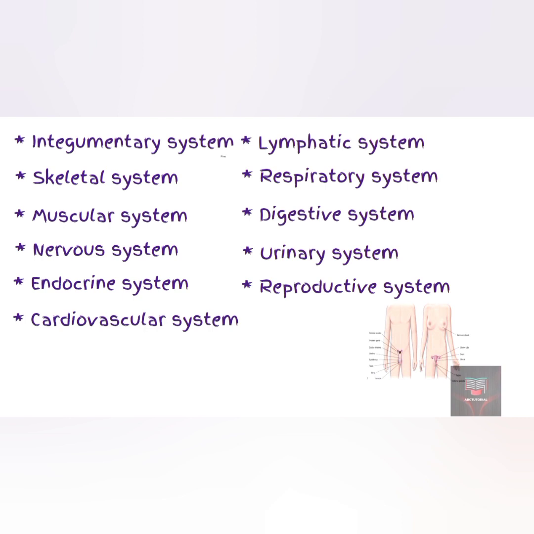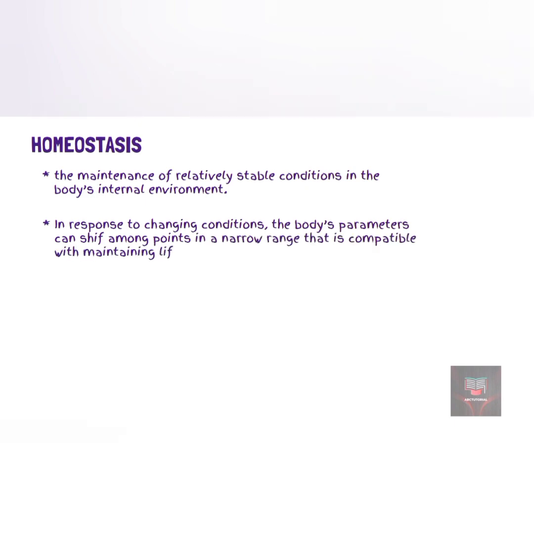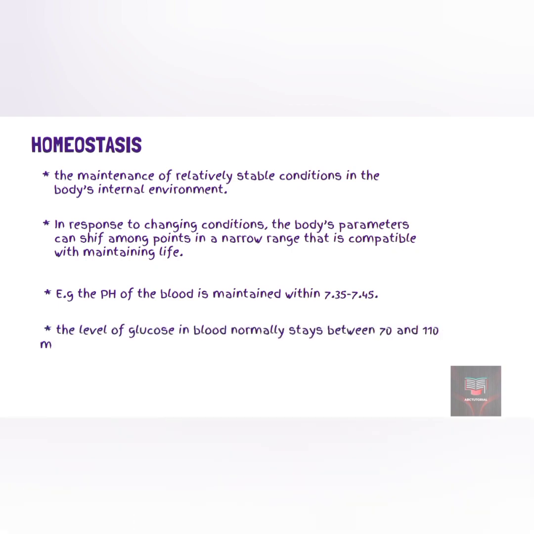All body structures function together in order to maintain balance, also known as homeostasis. Homeostasis is the maintenance of relatively stable conditions in the body's internal environment. It occurs because of the constant interplay of the body's regulatory systems. In response to changing conditions, the body's regulatory systems ensure that body parameters are kept within the range that is compatible with life. For example, the pH of the blood is always maintained at a range of 7.35 to 7.45, and the level of glucose in the blood normally stays between 70 and 110 mg per 100 milliliters.